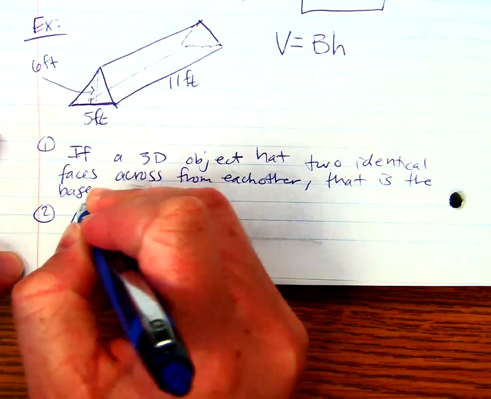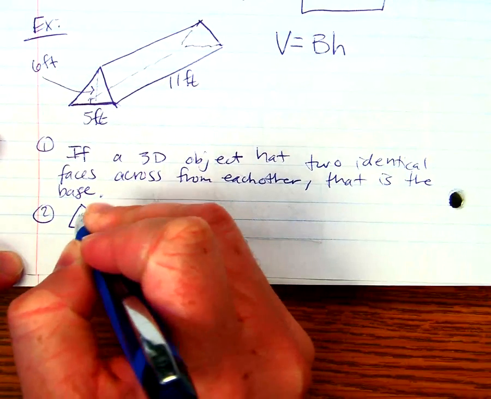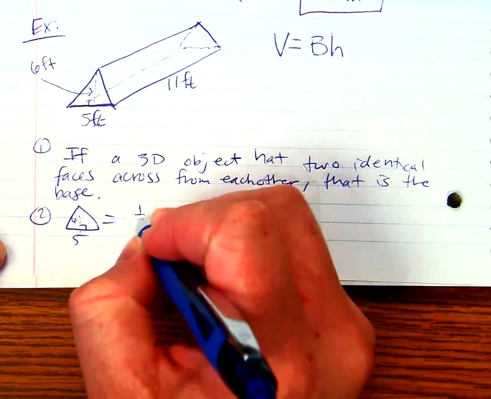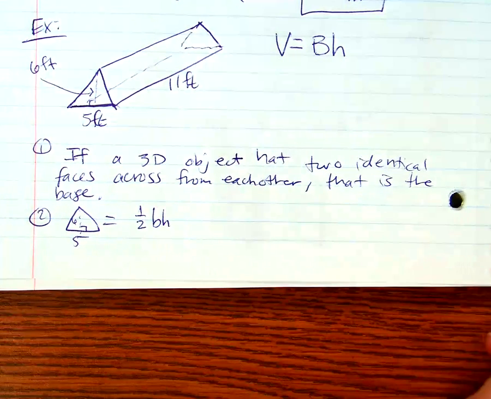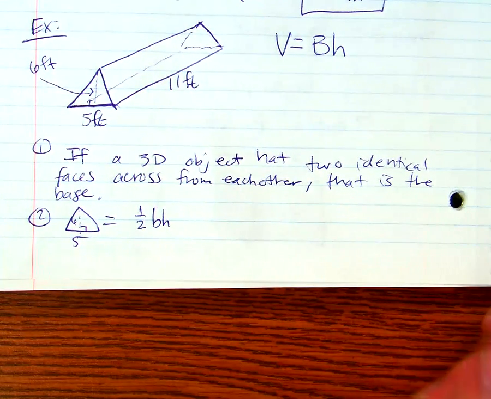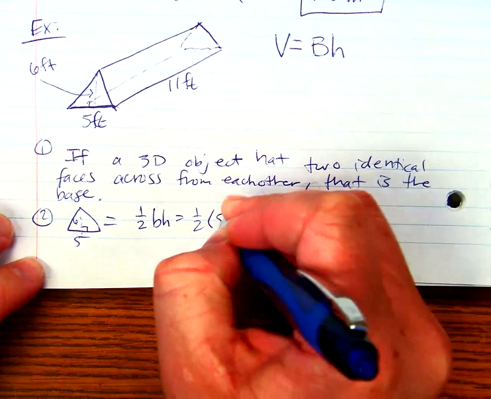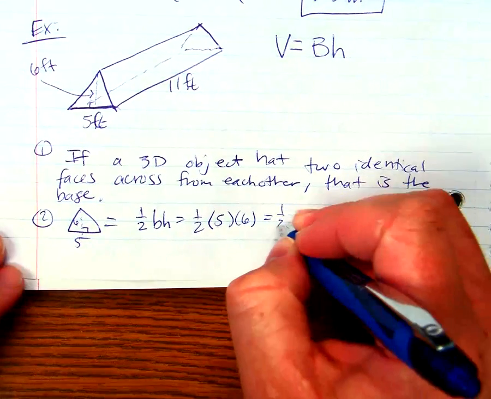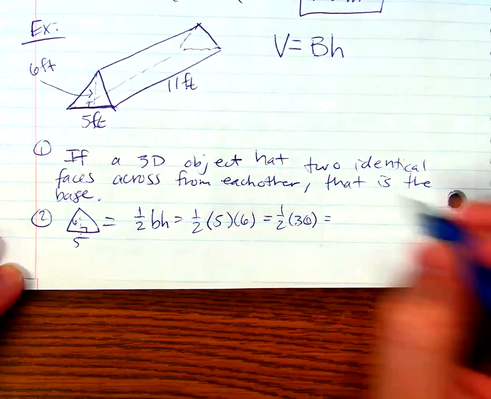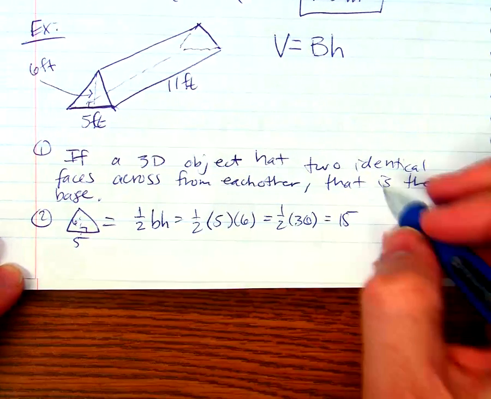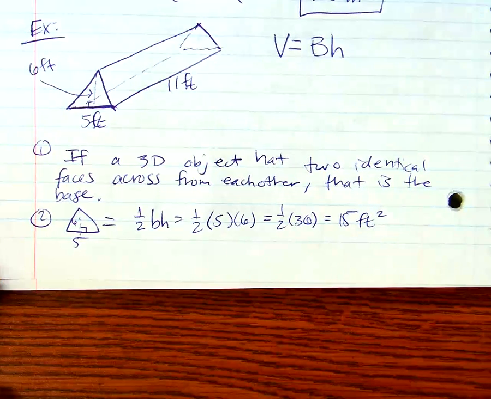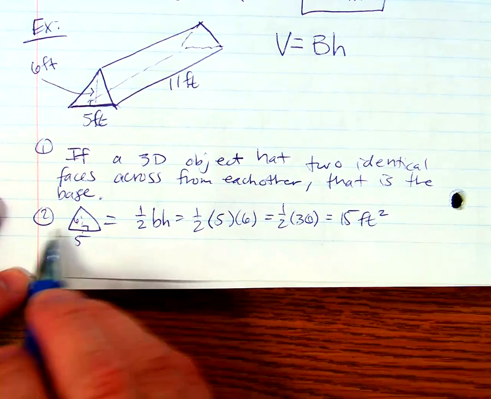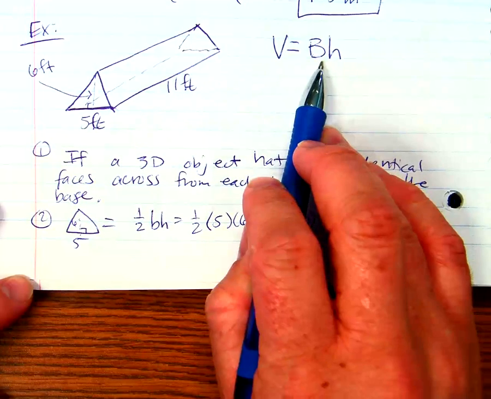So if we continue the rest of this, step 2, let's find the area of the base. It's a triangle that we said is 6 by 5. So you need to remember that a triangle is 1/2 the base times the height. So I want 1/2 of 5 times 6. What is 5 times 6? 30. I want half of 30, which is what? 15. This will be 15 feet squared. That is the area of the base. That is our capital B, area of the base.